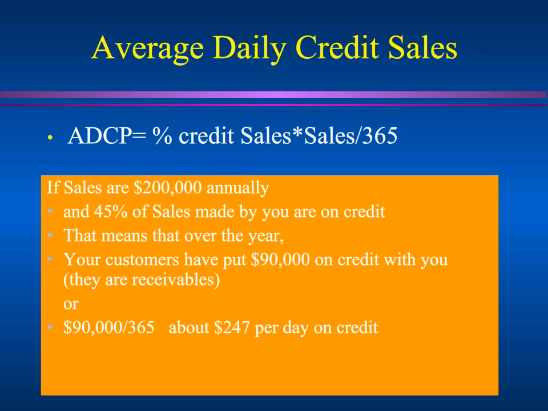Just to compute our average daily credit sales: if our sales are $200,000 in a year, and we let people walk away with our goods on credit for 45% of the sales, then over the year our customers have put $90,000 on credit. They are receivables to you. Take a quick note, this does not include credit cards. When people pay us by credit card, that's the same as cash. We'll talk about that later in the course. So they haven't given us a check or money or credit card. They've left and we send them an invoice. In this case, $90,000 divided by 365 gives us $247 a day, and that is the denominator of the ratio.